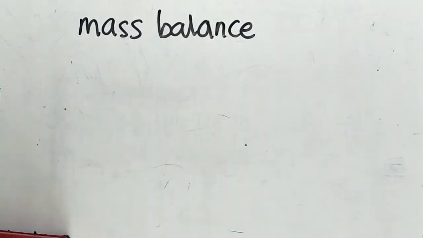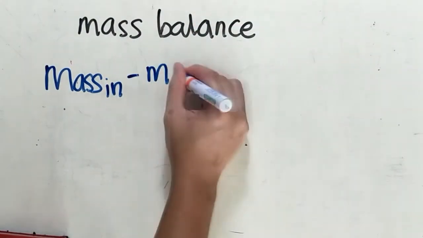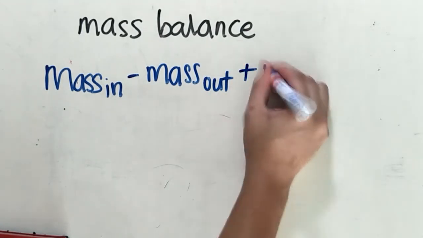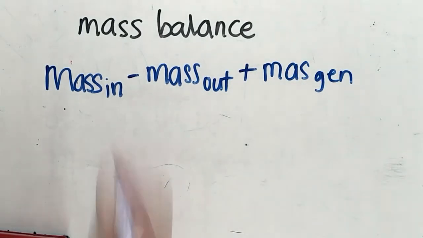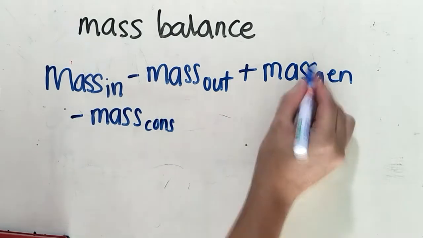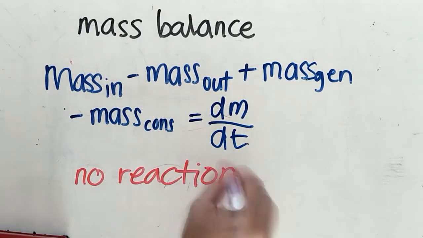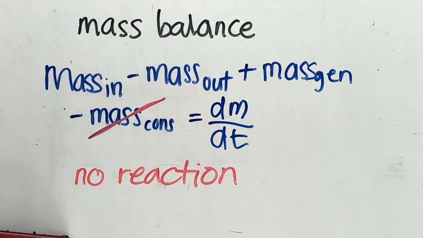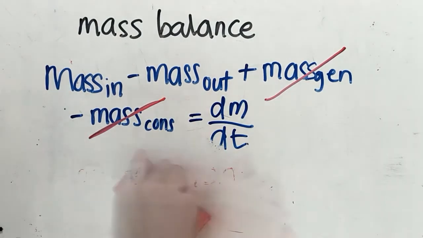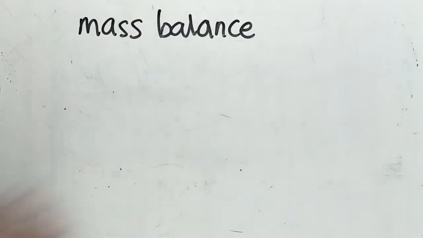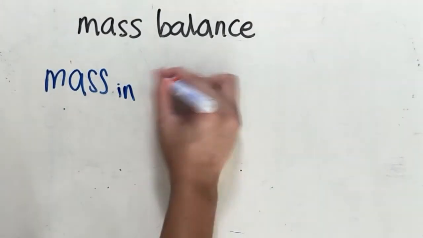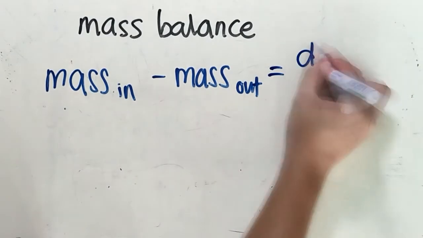We'll first look at our mass balance. The mass balance of the system in terms of time is mass in minus mass out plus mass generated minus mass consumed equal to change in mass of the system over time. There is no mass generated or consumed as no reaction occurs in the evaporator. So the equation becomes mass in minus mass out equal to change in mass over time.